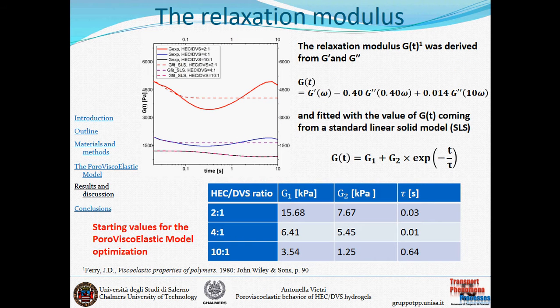Then, in order to switch from the frequency to the time domain, the relaxation modulus was derived first from the experimental values of G' and G'', and then it was fitted with the value of G coming from a standard linear solid model. The results are shown in the table, and the values of G1 and G2 will be used as starting values for the optimization of the poroviscoelastic model.